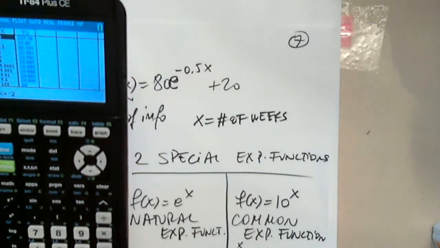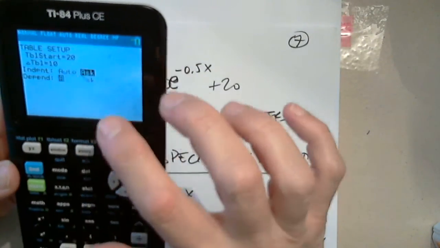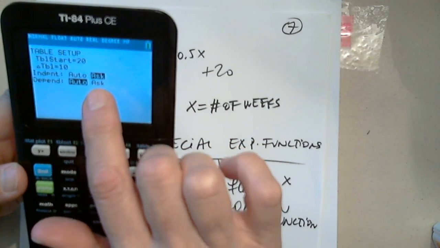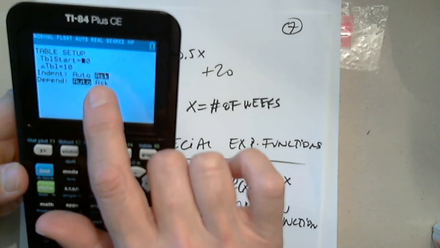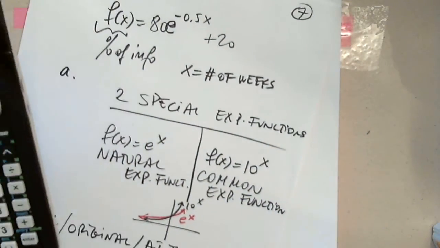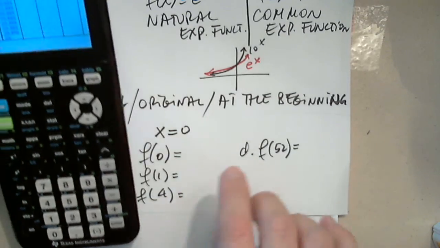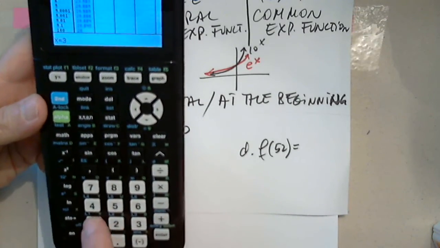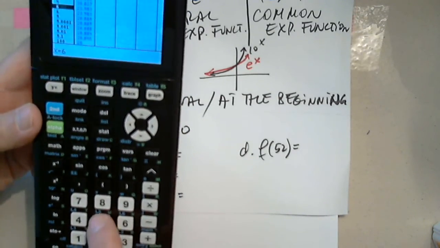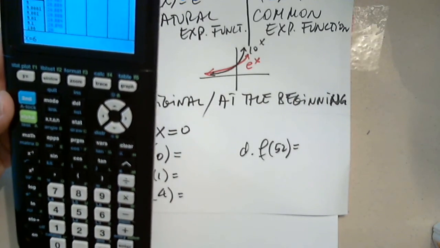So now, let's go to second and table. I'm assuming you haven't made any changes and you still have second and table set. You have the independent variable in the ask mode. So second and table, and I'm going to put these numbers in one after the other, 0, 1, 4, 52. 0, enter, 1, enter, 4, enter, 52, enter. And put all 4 answers at once.